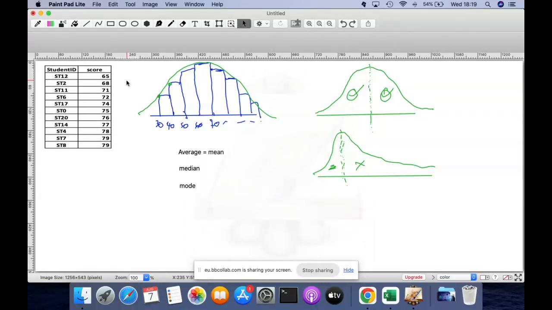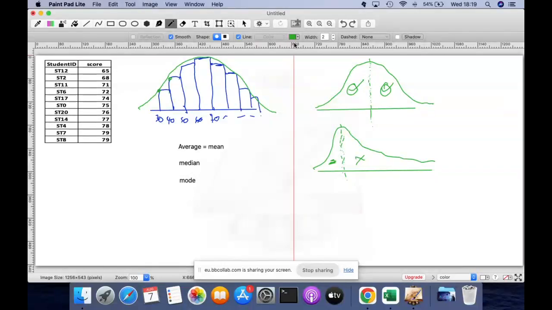Now, to do this, we need to understand some mathematical notation. The symbol for mean, which you need to understand, is this. I'm just going to change the color back to blue.